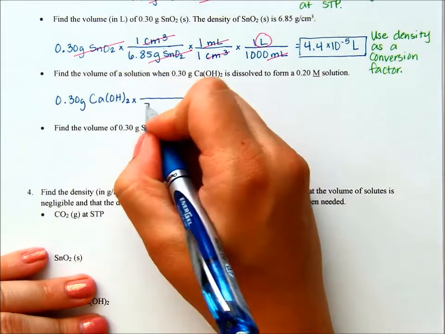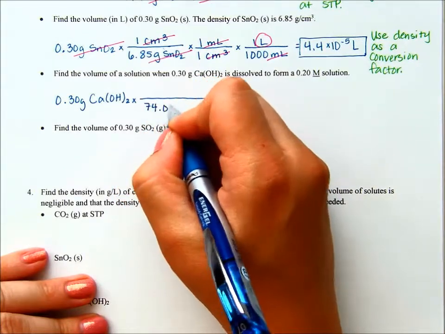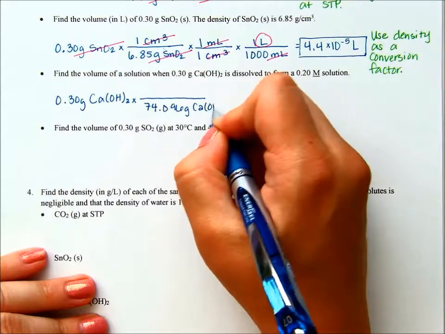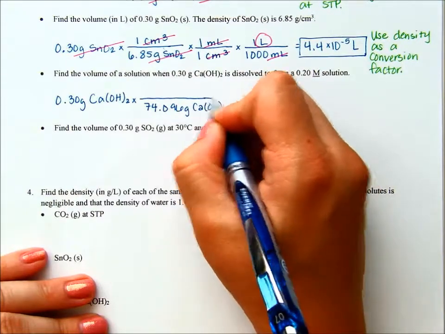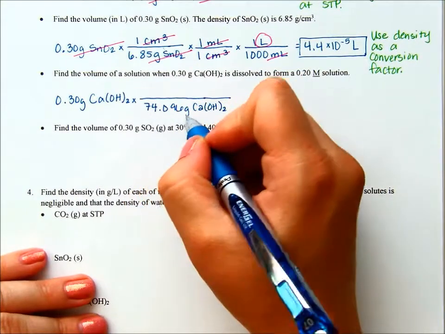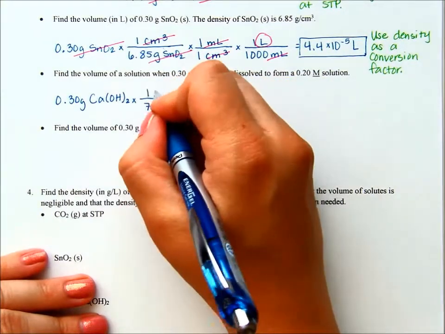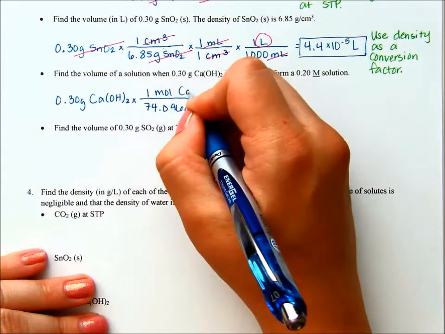So 74.096 grams calcium hydroxide. And I'm keeping a lot more digits than I'm going to need in my final answer here, so I don't get rounding errors at the very end. And so that's for every 1 mole of calcium hydroxide.